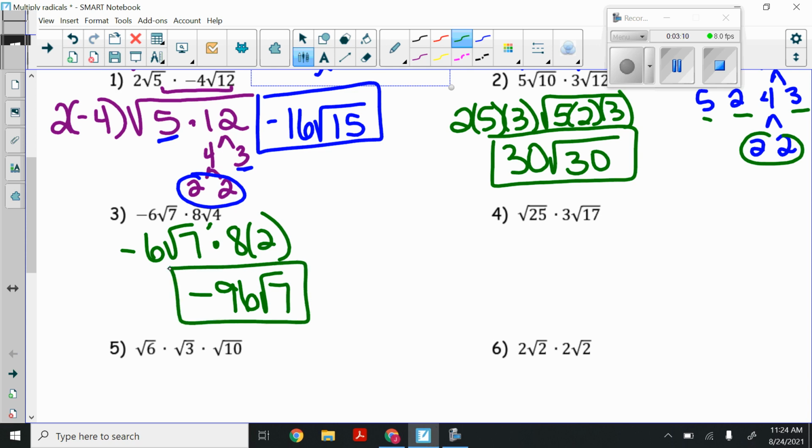Okay, so watch out. If you recognize a perfect square right off the bat, then you don't have to do your factor tree. So number 4, I have the square root of 25 times 3 square roots of 17. Again, right off the bat, I see the square root of 25, that's really just 5. So really, I have 5 times 3 square roots of 17. I can't do factor tree on 17, so out front, 5 times 3 gets me 15. Square root of 17 left behind.